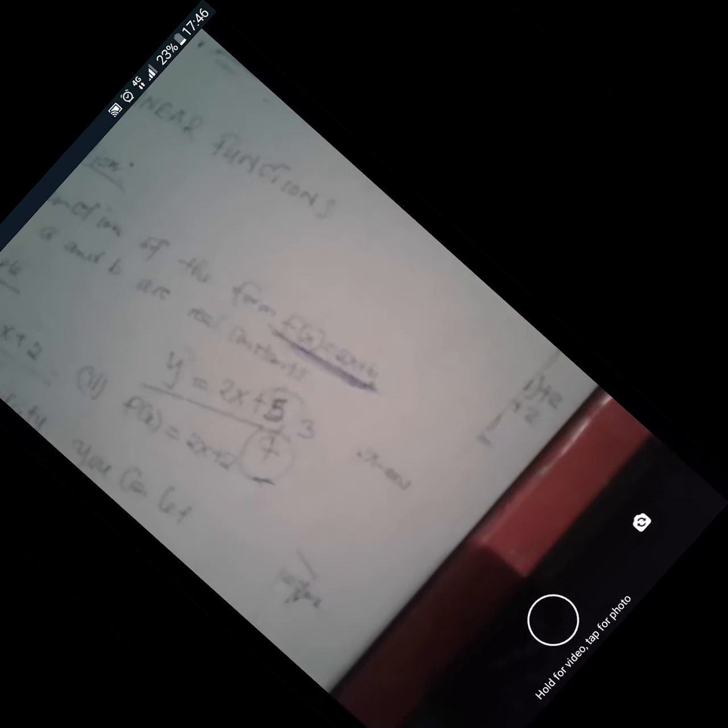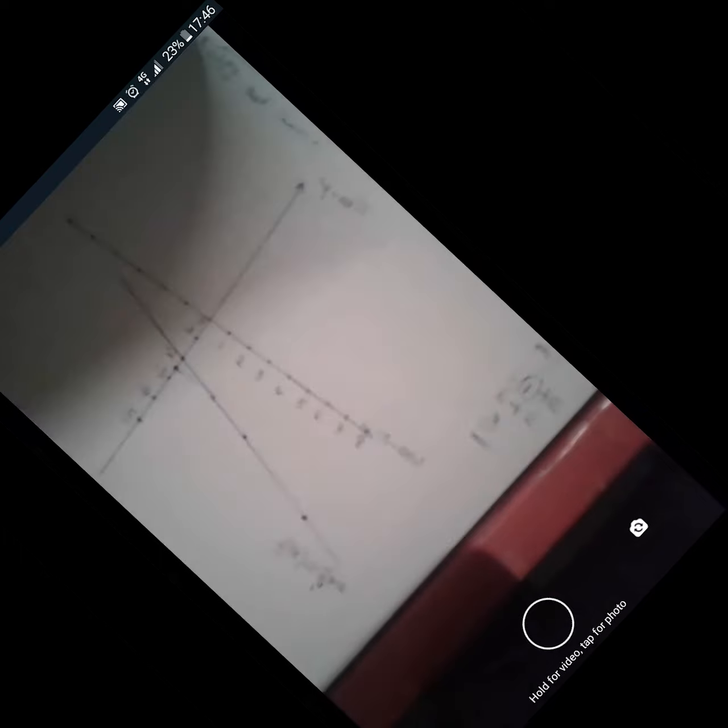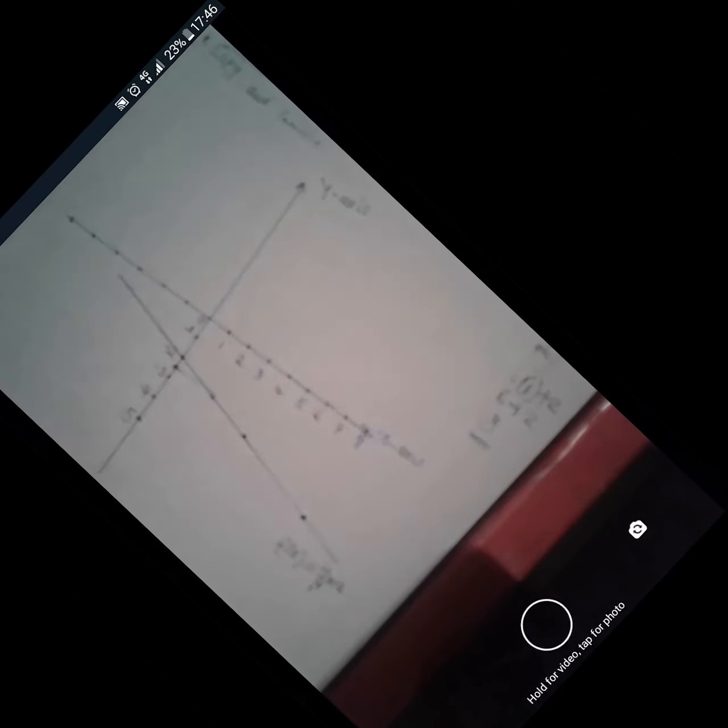And the graphing of a linear function, guys, is very simple, just like this. You are given a table of values. Just look at the table of values and pair the values.